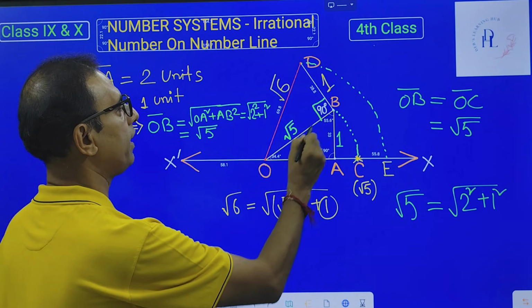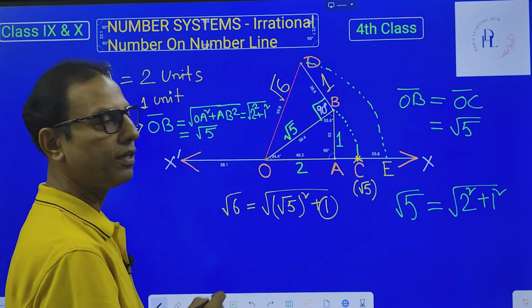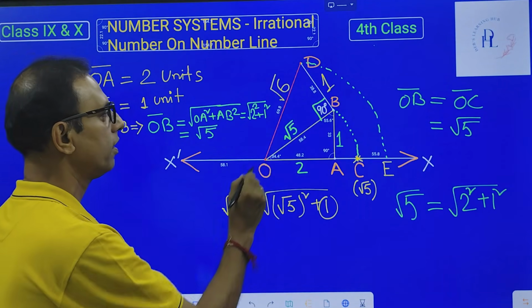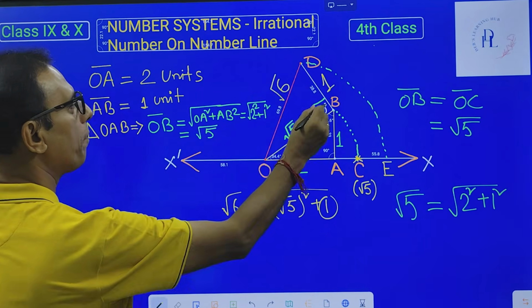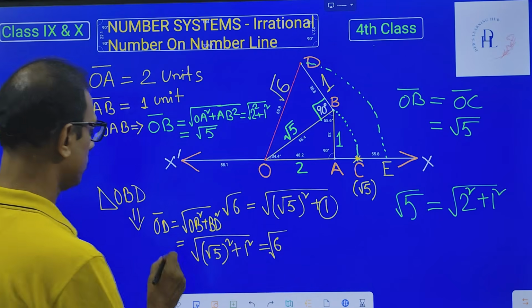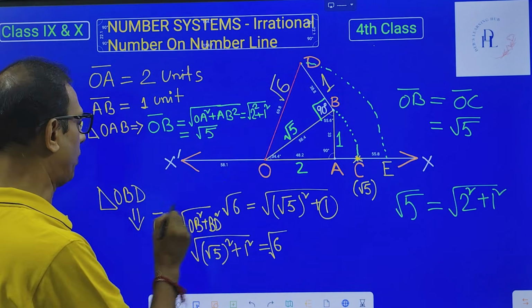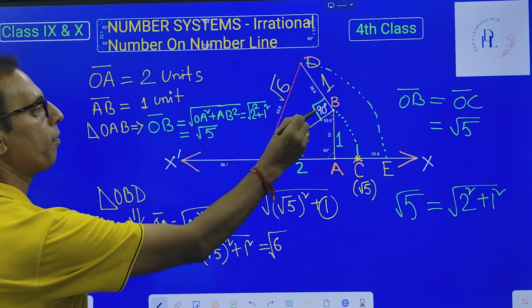Right? So root over OB is root over 5, BD is 1. That means what is the value of OD? OD is the hypotenuse of the right triangle OBD. So now if we break OD, OD means this is the hypotenuse. What is the right triangle?